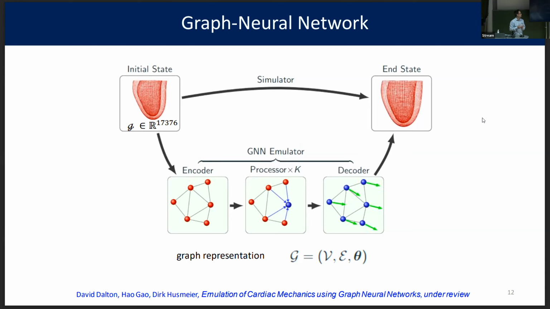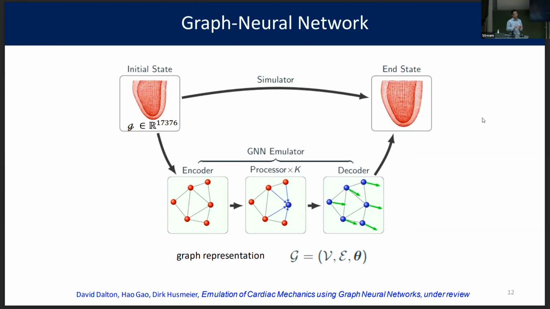Then in the processor step, the internal features are updated through message passing. So we can pass messages from one node to neighbor nodes, and to other neighbor nodes. Then in the decoder step, the displacement field, like the dynamic function of the heart, is predicted. Finally, we can deform the ventricular geometry using the displacement predicted by the decoder, and then we can predict the dynamic function of the heart, of the ventricle.